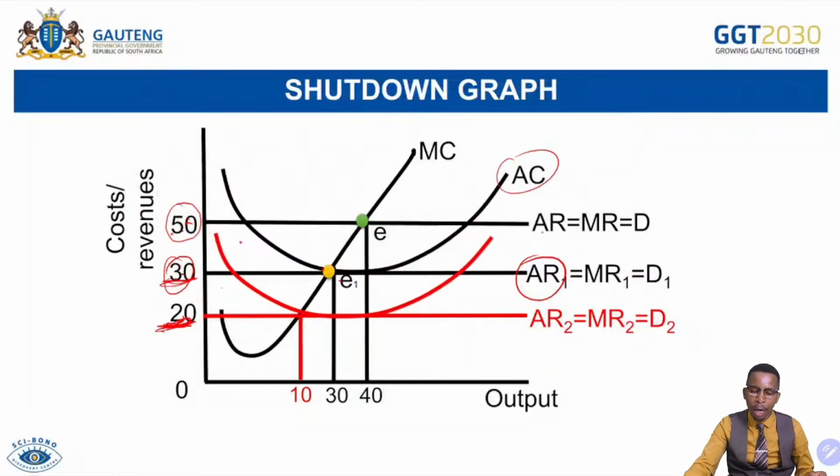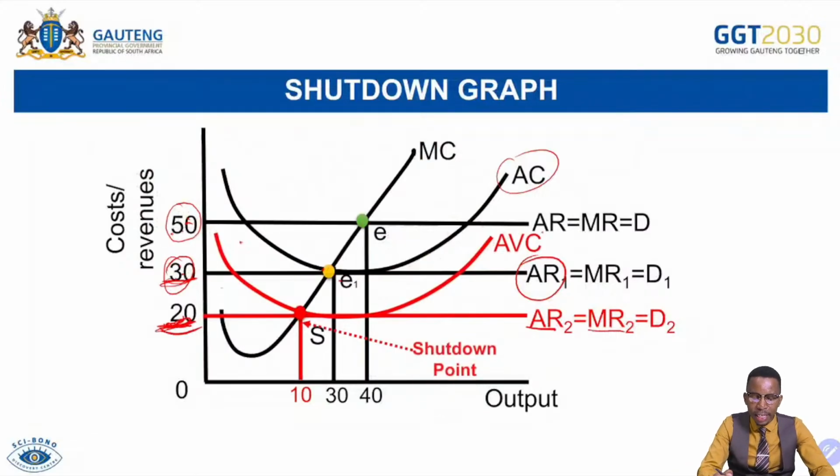How will the firm be shutting down? There we come across AVC now. That's when average variable cost equals AR equals MR equals the price. Then the firm will be selling its goods in the market. Under this condition, the firm cannot afford to cover its operating costs or the variable cost. That point there, point S, indicates the shutdown point. It simply means the firm cannot charge any price below 20. The firm cannot produce anything below 10. The firm is exiting the market or is stopping producing that particular product.